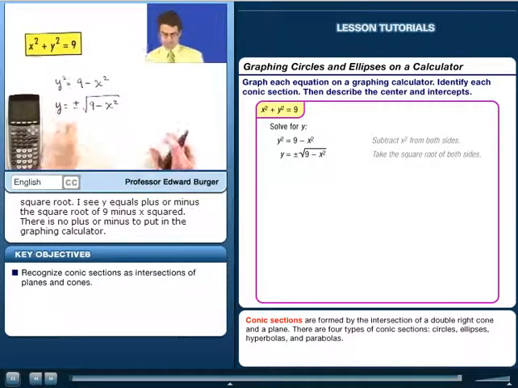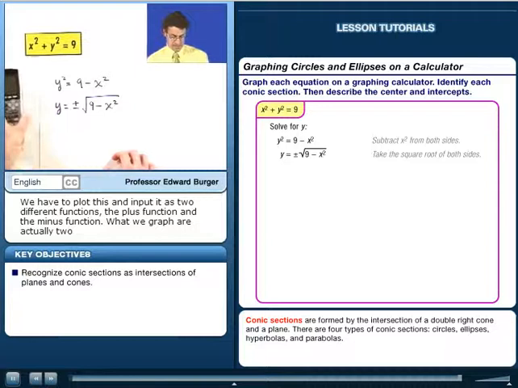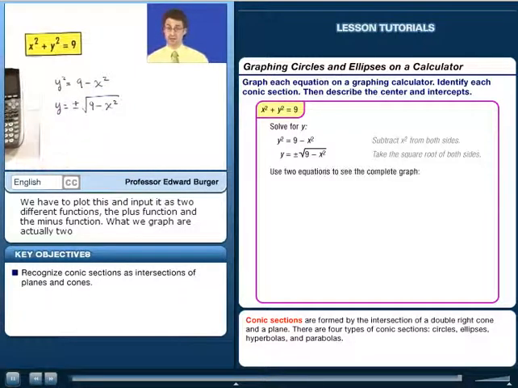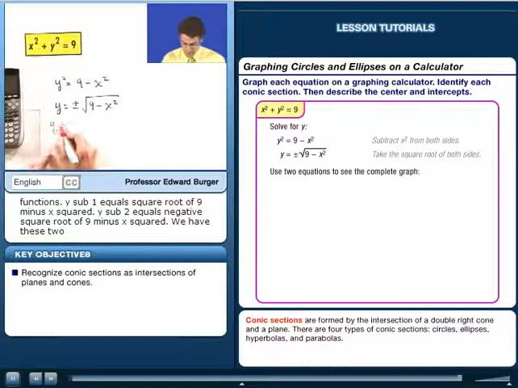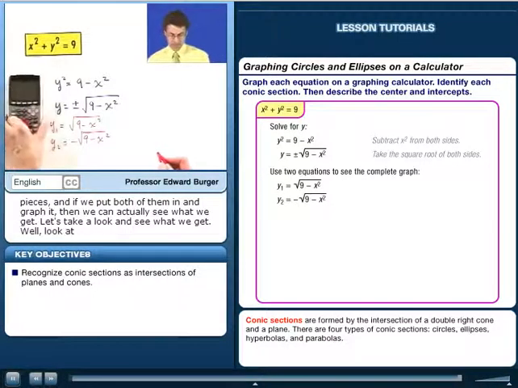Now, there's no plus or minus to put in on the graphing calculator. So in fact, we have to input this as two different functions: the plus function and the minus function. So what we graph are actually two functions: y1 equals the square root of 9 minus x squared, and y2 equals the negative square root of 9 minus x squared. So we have these two pieces, and if we put both of them in and graph it, then we can see what we get.